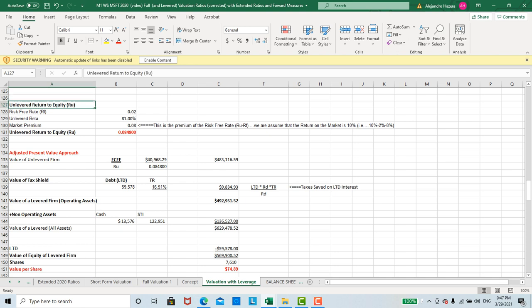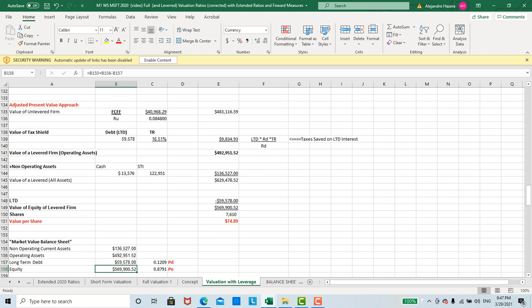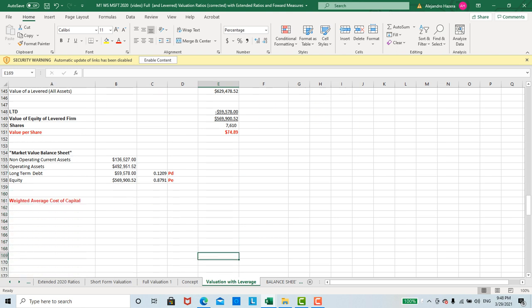But anyway, the first thing we had done is we had calculated our free cash flow to the firm, and then we calculated an unlevered return on equity. Then, using the adjusted present value approach, which basically takes the value of an unlevered firm plus the tax shield, that gives you the value of a levered firm, and then you make some adjustments for non-operating assets and all that, and pull out the debt. We got $74.89, assuming no growth. I like this approach sometimes because at the end we'll see the value of growth.